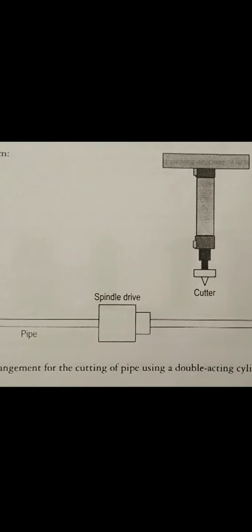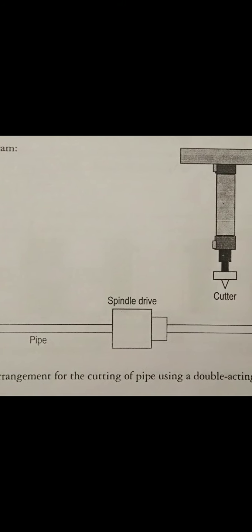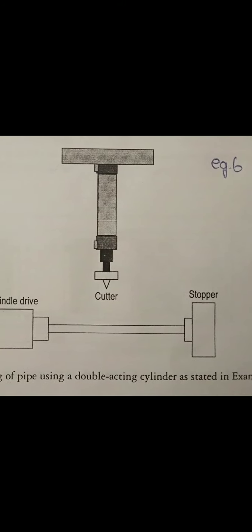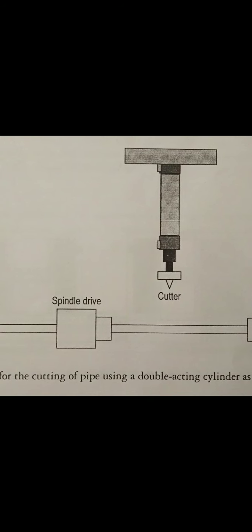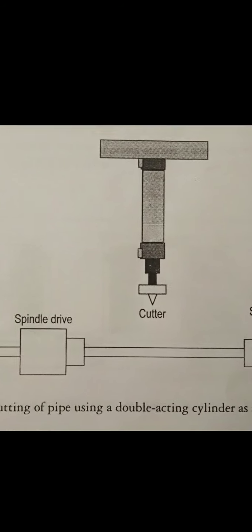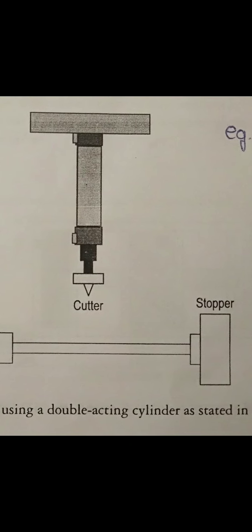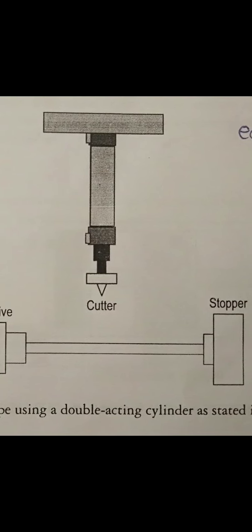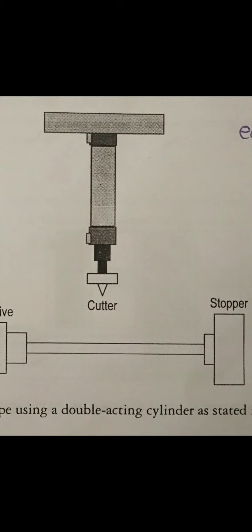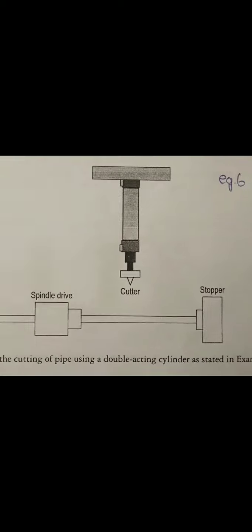So this is how the arrangement will look. This is the pipe through the spindle drive and the stopper, and this is the arrangement for a cutter. The cutter has to come on the pipe and it should cut the pipe. So this is how you can identify the arrangement for the cutting of the pipe using a double acting cylinder, and how it works you can see here.